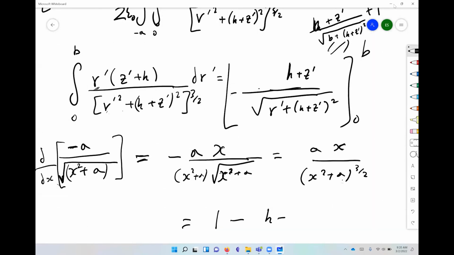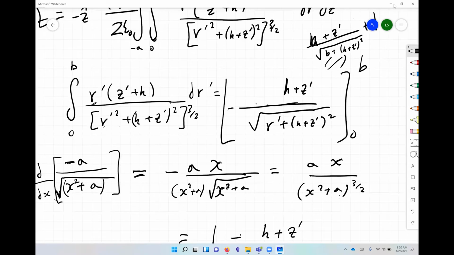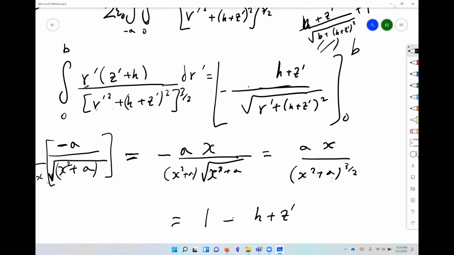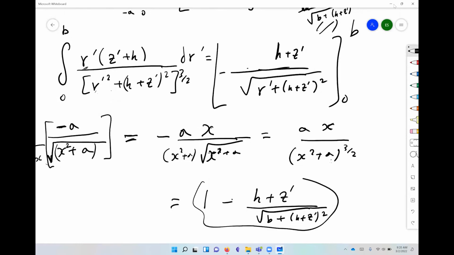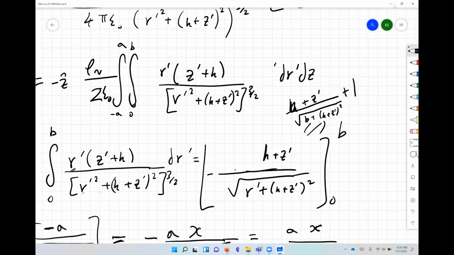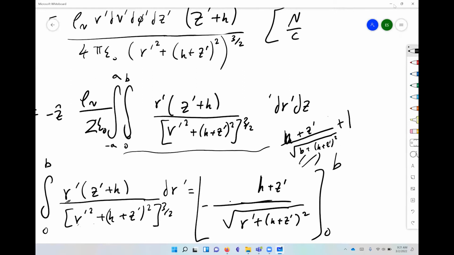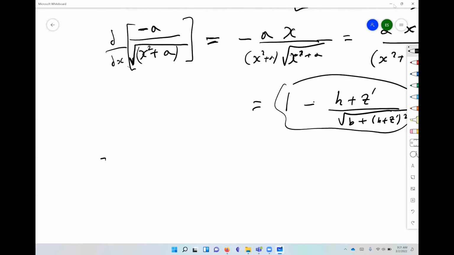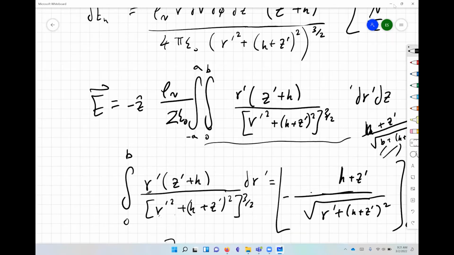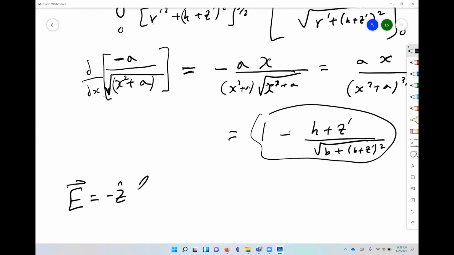h plus z prime, or 1 minus h plus z prime over square root B plus H plus Z prime squared. Okay. So this is going to be this integral. So now E is reduced to minus Z hat rho V over 2 epsilon naught.